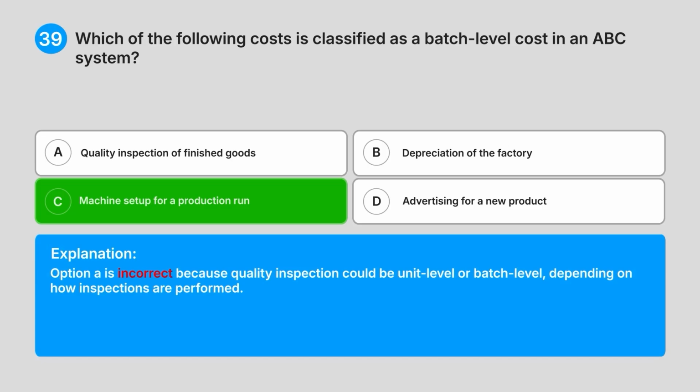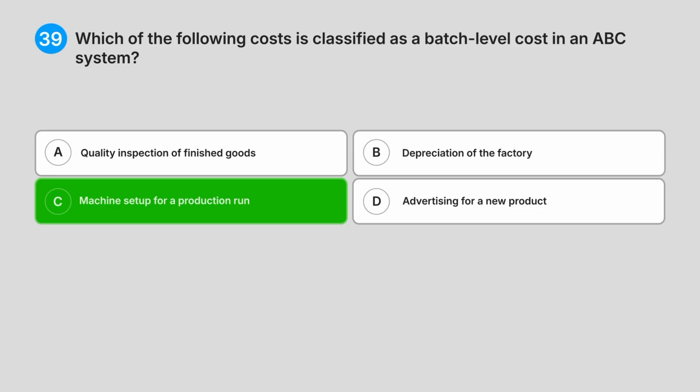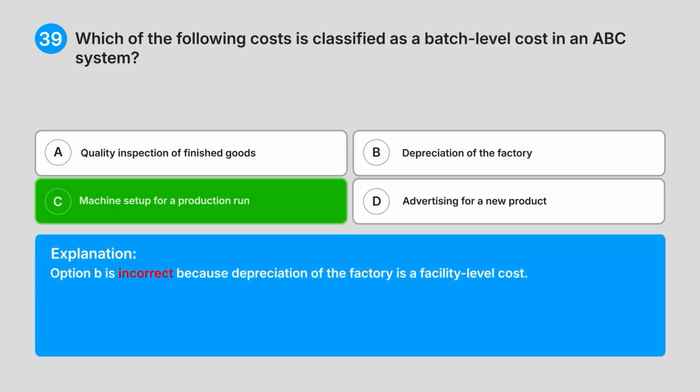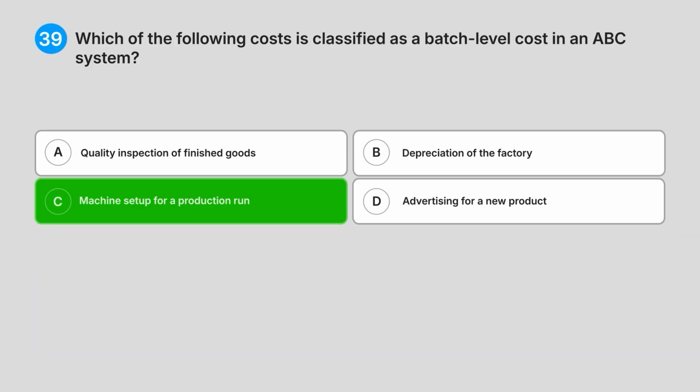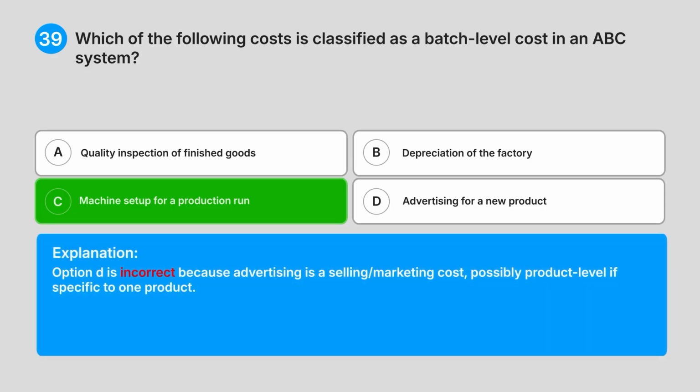Option A is incorrect because quality inspection could be unit level or batch level, depending on how inspections are performed. Option B is incorrect because depreciation of the factory is a facility level cost. Option D is incorrect because advertising is a selling/marketing cost, possibly product level if specific to one product.